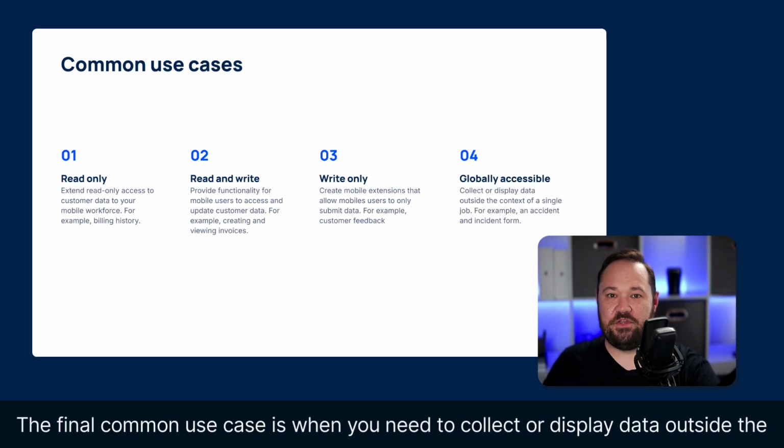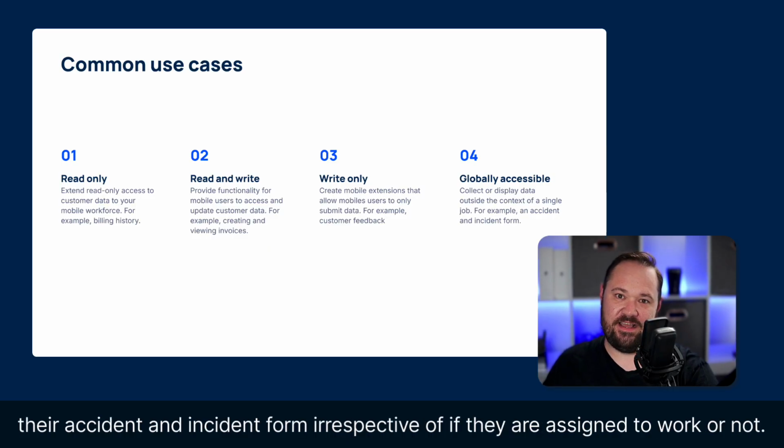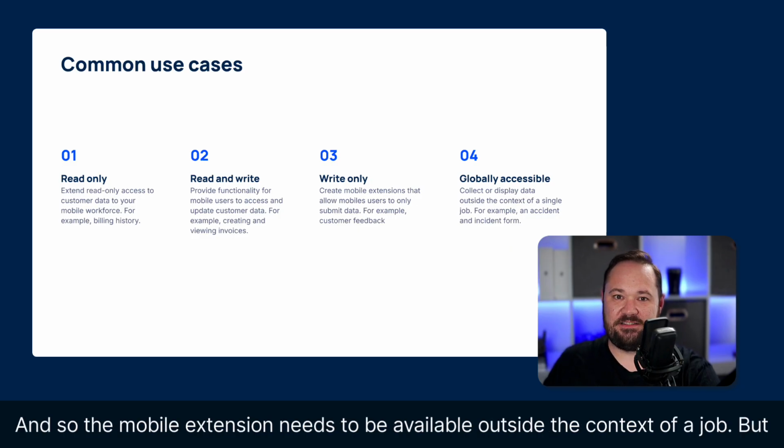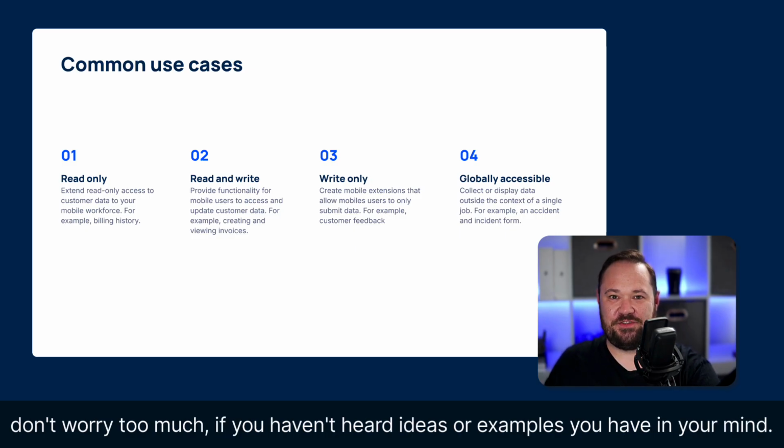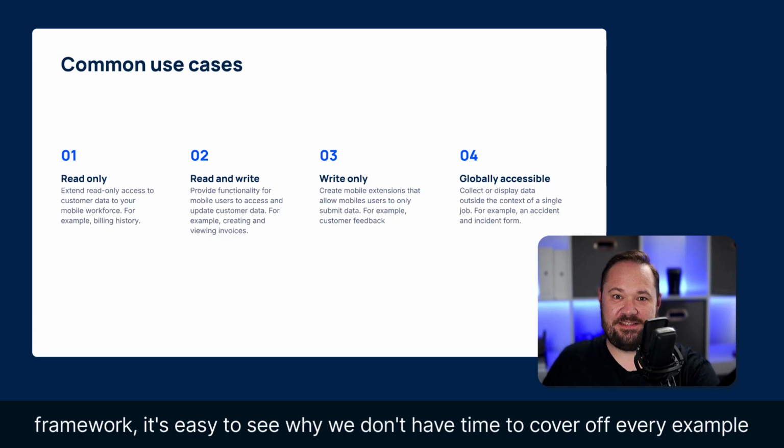And our final common use case is when you need to collect or display data outside the context of an item of work. For example, you may want your team to have access to their accident and incident form irrespective of if they are assigned to work or not. And so the mobile extension needs to be available outside the context of a job. But don't worry too much if you haven't heard ideas or examples you have in your mind. These are just some of the more common ones. But with such a versatile framework, it's easy to see why we don't have time to cover off every example we've seen.